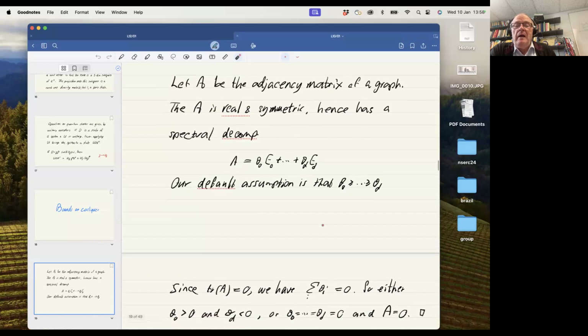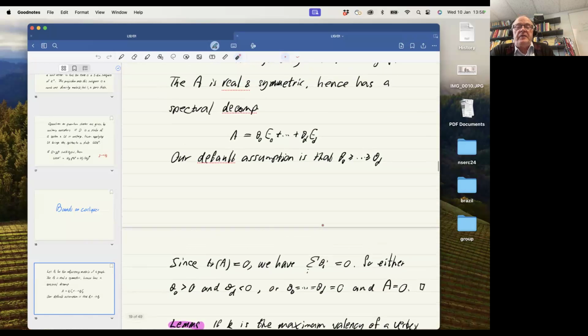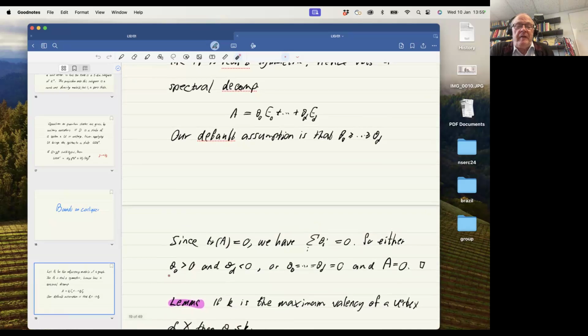Now, the trace of the adjacency matrix is 0, because no vertex is adjacent to itself, and you don't want to forget this. So the trace is 0, so the sum of the eigenvalues is 0. So that implies either that the largest eigenvalue is positive and the least eigenvalue is negative, or they're all zero. If they're all zero, you've got a symmetric matrix with all eigenvalues zero, and so it's the zero matrix. Since generally we don't have any interesting questions about the zero matrix or the empty graph, we'll be assuming the largest eigenvalue is positive and the least eigenvalue is negative.